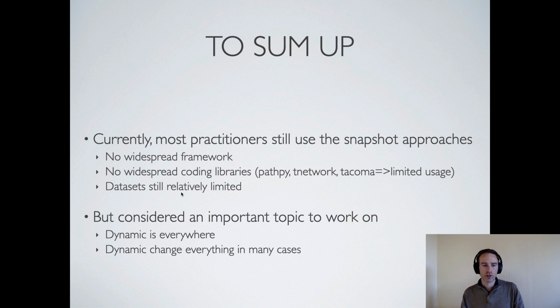And also there are not that many datasets available. There are more and more, and private companies have a lot of datasets of this form available, but not so many of them are shared publicly. Nevertheless, I think it's a very important topic to study because, as I said, most networks we actually analyze are dynamic networks, and dynamic is important. Dynamic is everywhere, and it changes everything in many cases, as we have seen with diffusion of information, for instance, and for communities also.